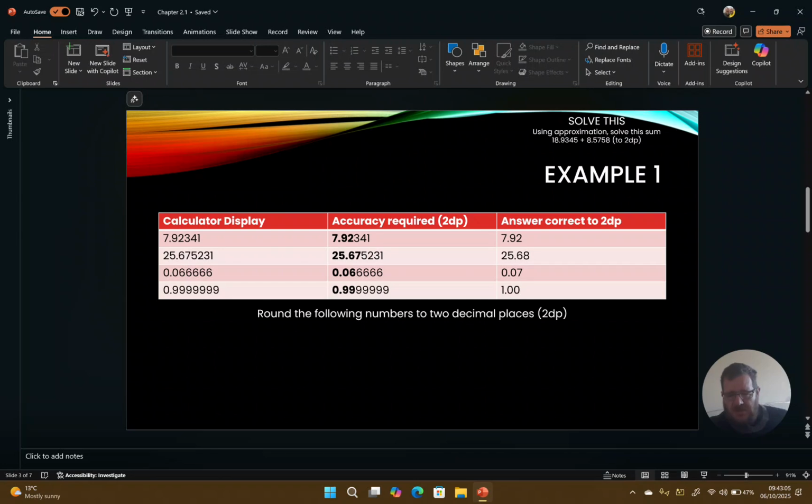And that's rounding up the following numbers to 2 decimal places. We've got another one in the top right hand corner which we will solve at the end of this video as well.